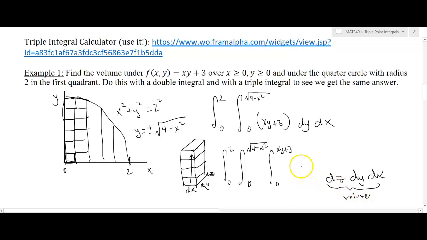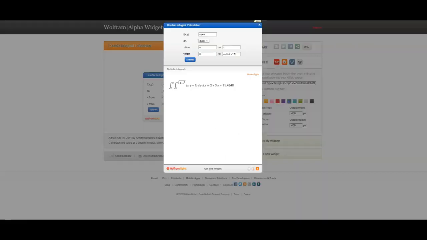So you could leave the integral like this, or you could put a 1 in there. Otherwise, if you put a 2 or a 3 or a function in there, then you're now taking your volume and multiplying it by something. Well, as long as we let that something be 1, then all we're computing is total volume. So let's go ahead and check out this integral calculator.